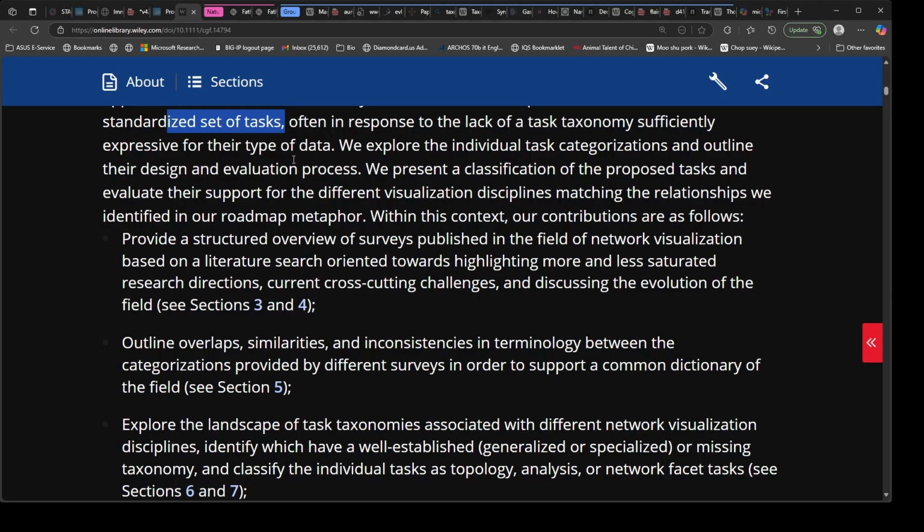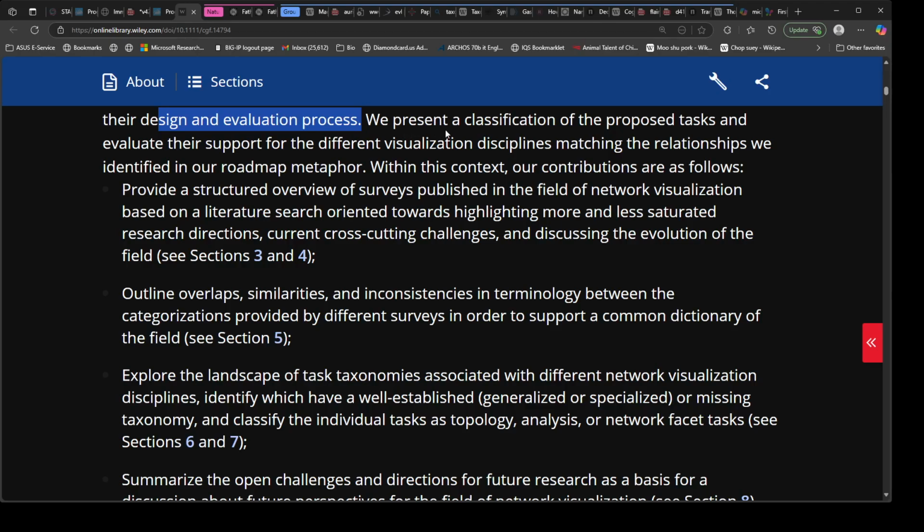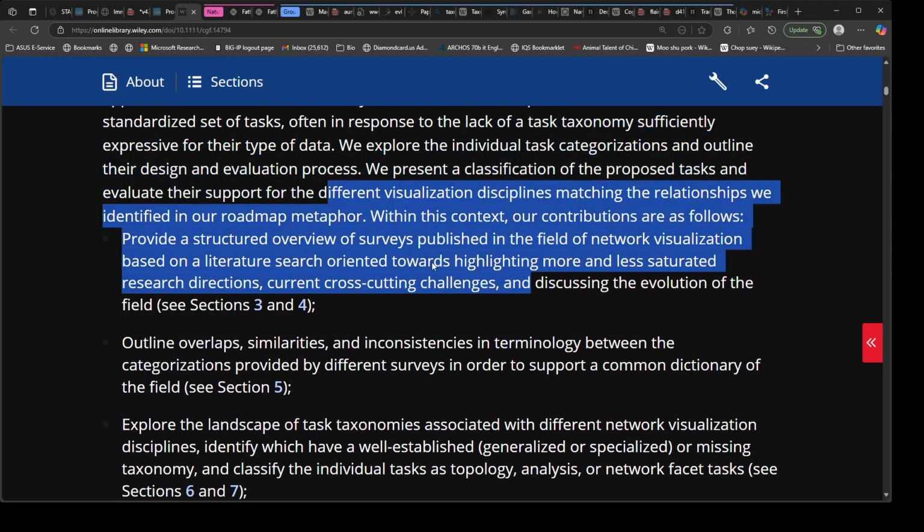We explore the individual task categorizations and outline their design and evaluation process. We present a classification of the proposed tasks and evaluate their support for the different visualization disciplines, matching the relationships we identified in our roadmap metaphor. Within this context, our contributions are as follows.